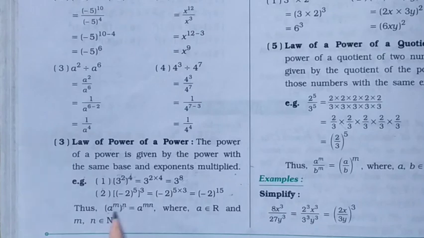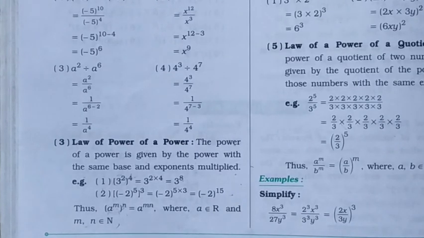So here (a^m)^n. Bracket means we know multiplication, that is a^(mn), where a is the base and this one is n. Now see the example.